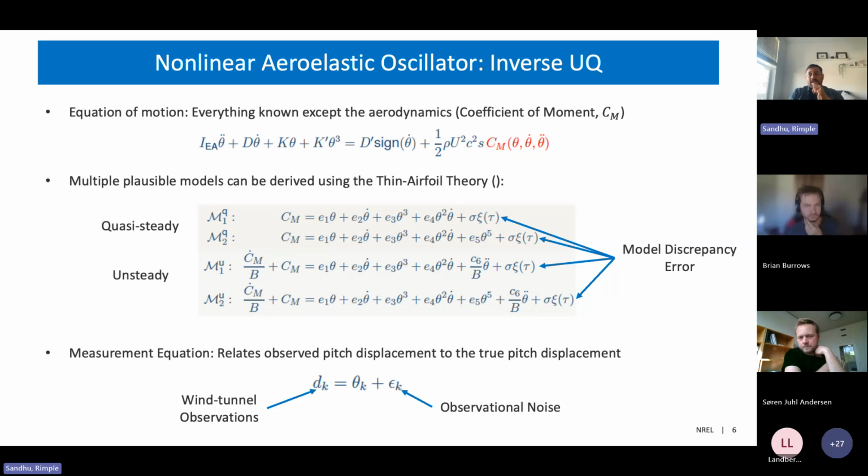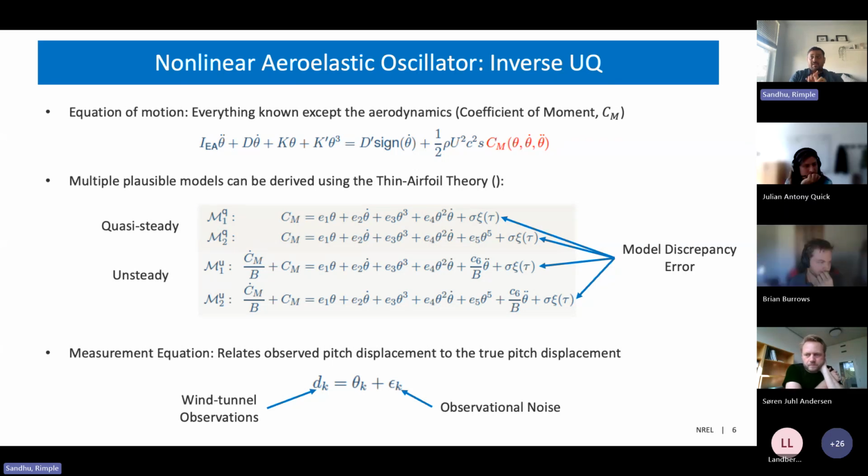So we have already captured the data uncertainties and the observation noise that we had. And we also have the model discrepancy error added onto each model. And we also have the model selection error by proposing these 4 different models that could represent the aerodynamics of this self-sustained oscillations. So we have captured 3 types.